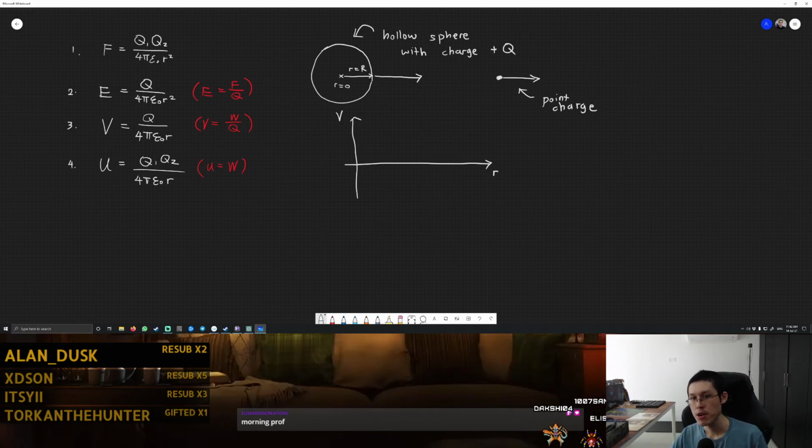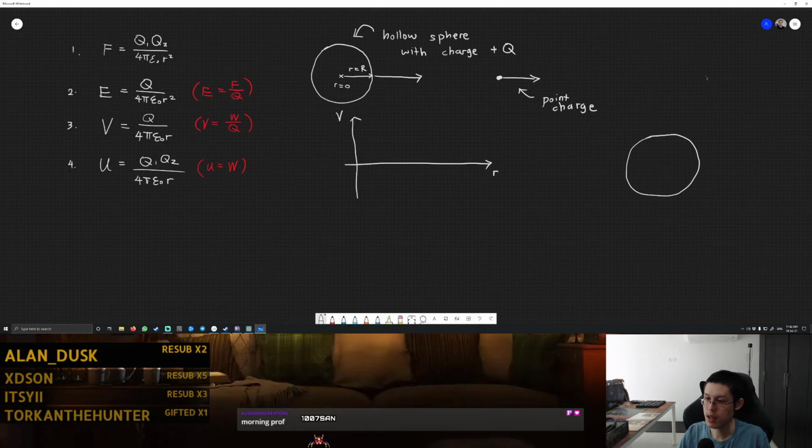However, if you're trying to put a test charge inside the surface of the sphere, then it will not behave as a point charge anymore, because the charge is actually distributed uniformly across the surface. So imagine this is the hollow surface, and you have a test charge here. This is a positive test charge. The test charge by convention is always positive.